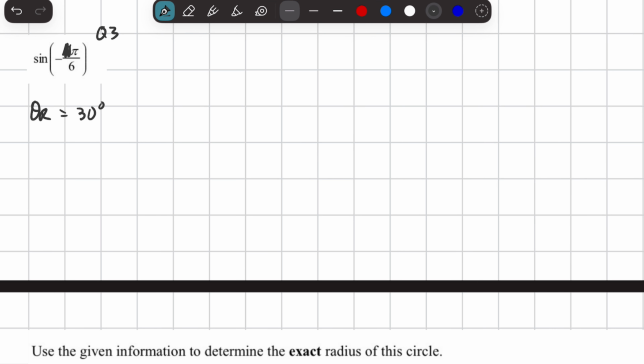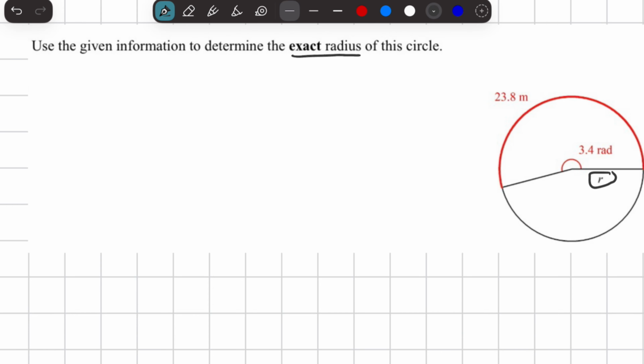Okay, use the given information to determine the exact radius of the circle. So we're looking for r here. We have radians, we have arc length, and we're using this part of the circle. So anyways, radius is going to equal arc length divided by radians.